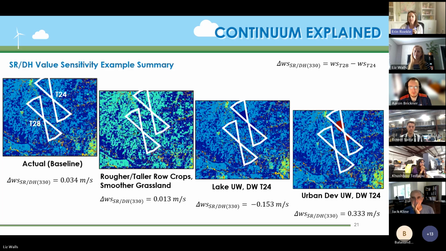The surface roughness type and the land cover, the roughness lengths and the displacement heights that are chosen, they do make a difference. And so the built-in ones are pretty standard and accepted throughout the community. But definitely play around and see if I change something, what happens. Absolutely.